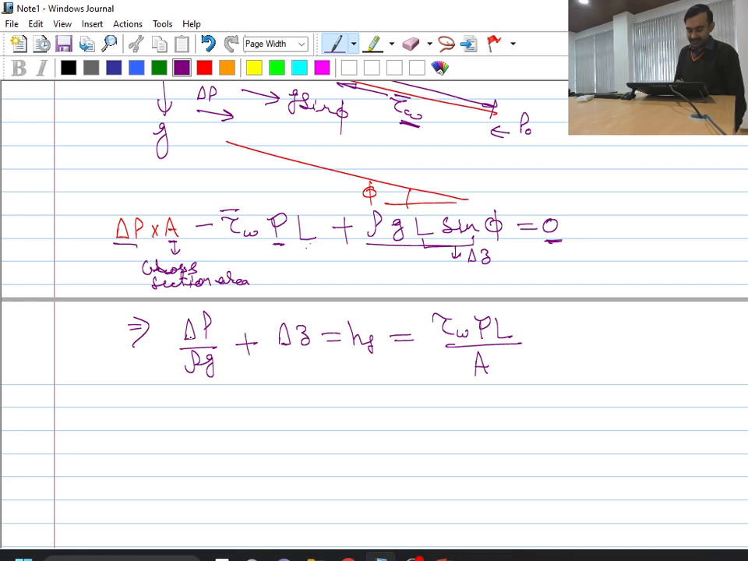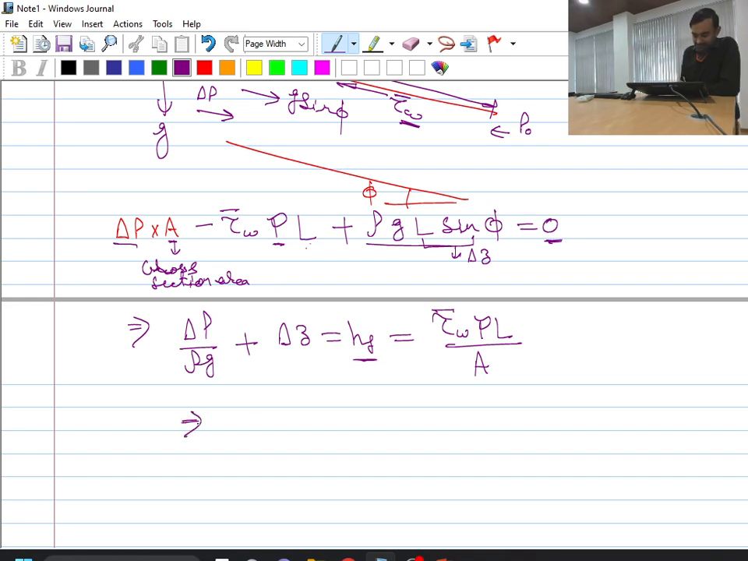Now after dividing the complete equation by rho g and A, and then bringing tau w to the other side, I can say that delta p by rho g plus delta z, which we call the head loss, will be equal to tau bar w into perimeter into length divided by A. Is this point clear?